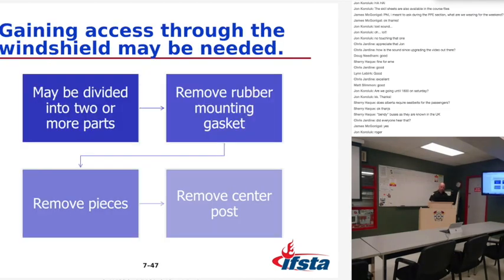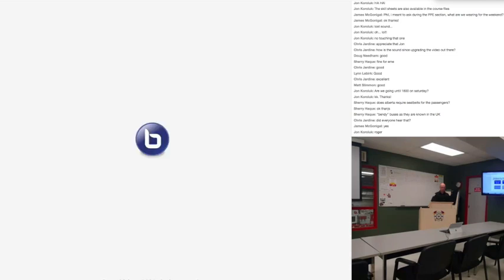So use the windshield access if you can't get in the front windshield. It gives quick access to the interior, provides route for removing patients. To remove them, cut the rubber mounting gasket, remove the pieces, pull all glass in. Remove the center posts. There you go, Bob's your uncle.